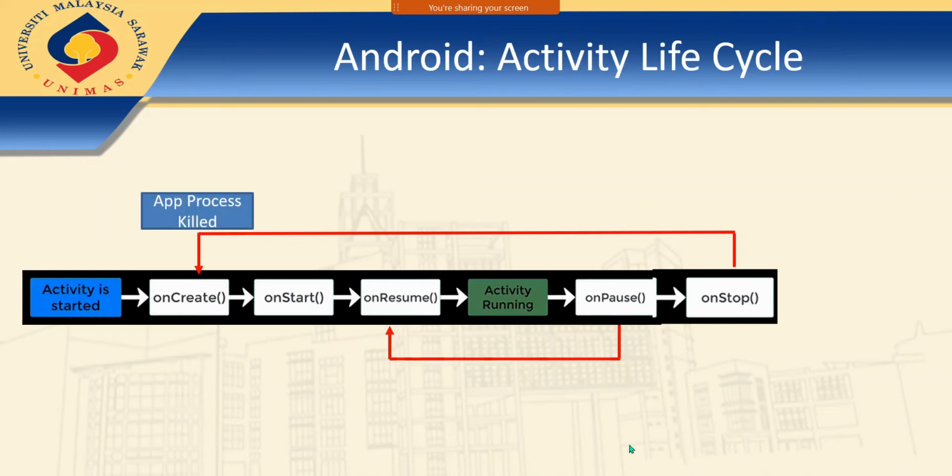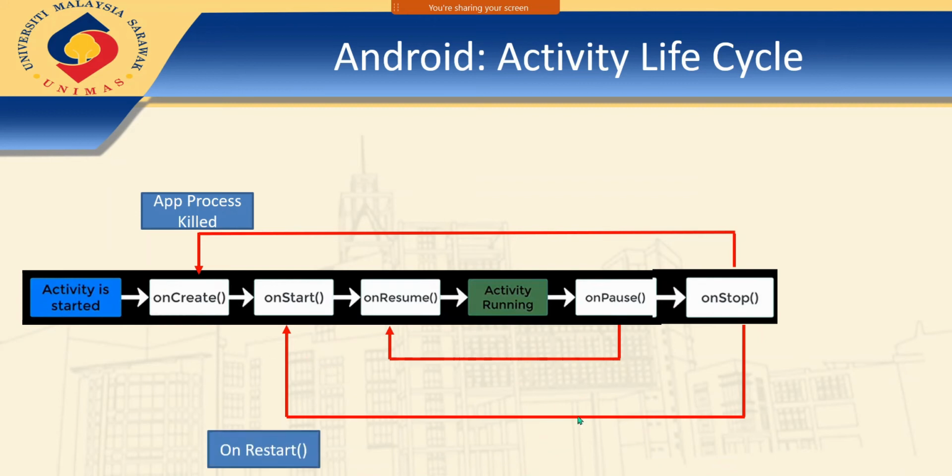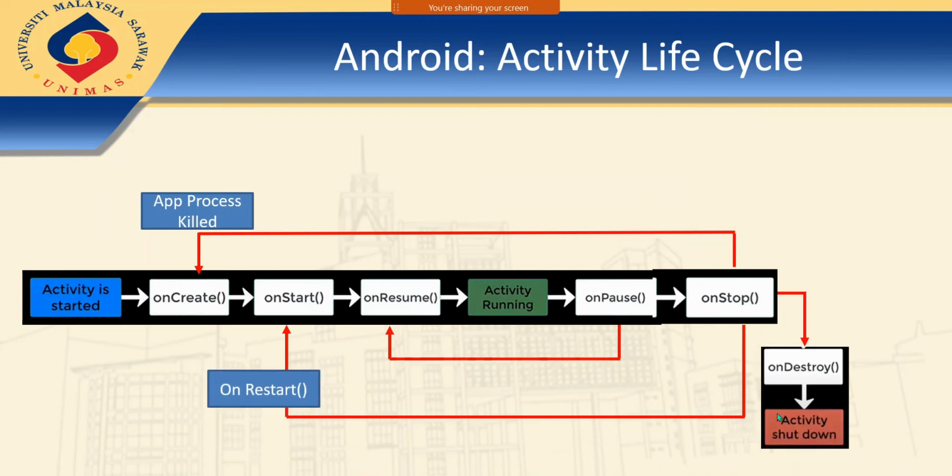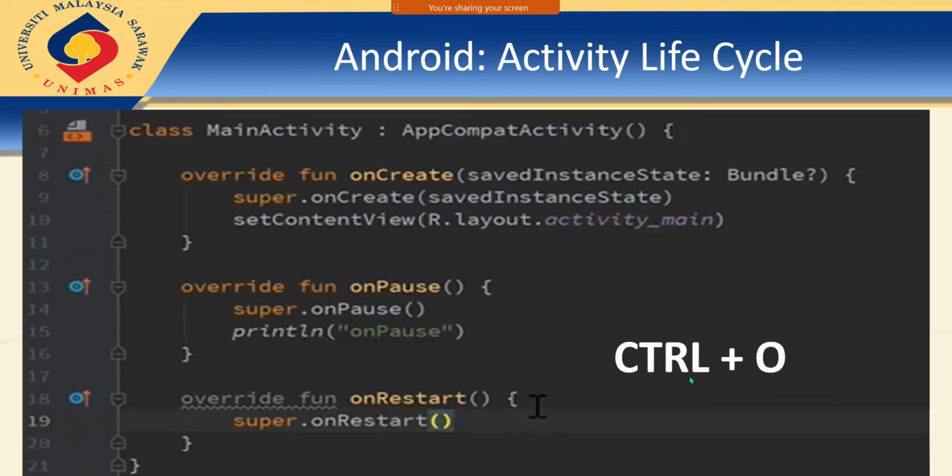At that time, onStop means that the app is really killed, you destroy the app, meaning it is not in the stack of activities anymore. So it will be like this, and it can come from start again like this. And if you really want to remove it from memory, then the onDestroy function will be called, and the activity will be shut down. All these functions are actually available inside the Kotlin file.